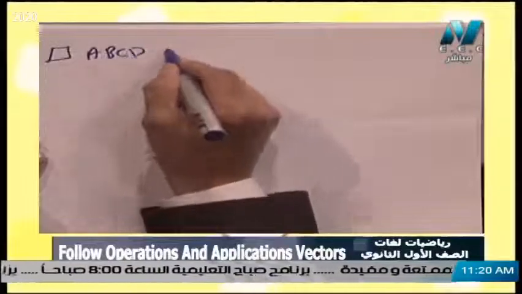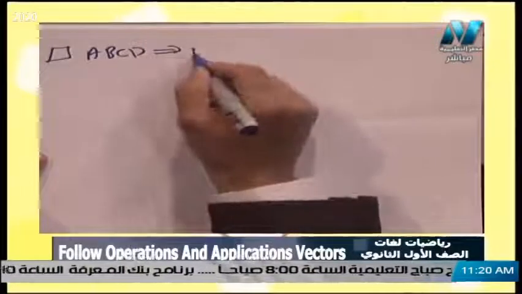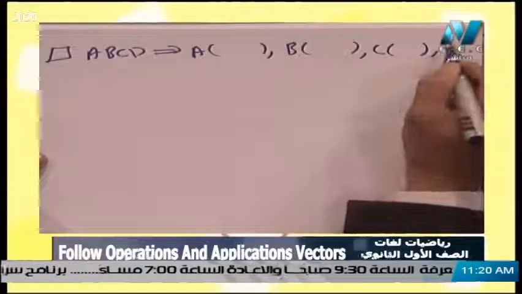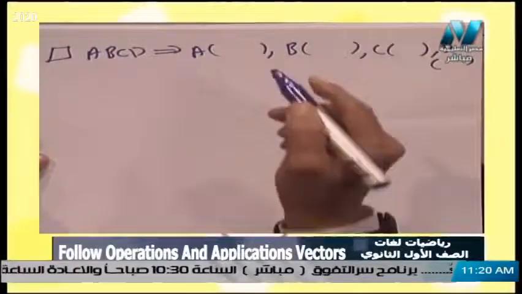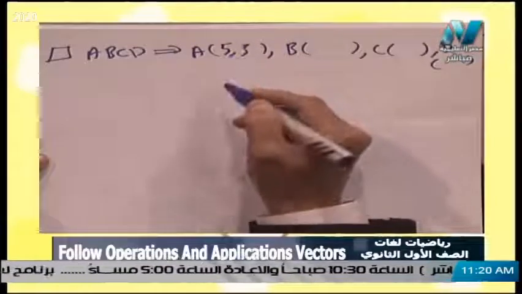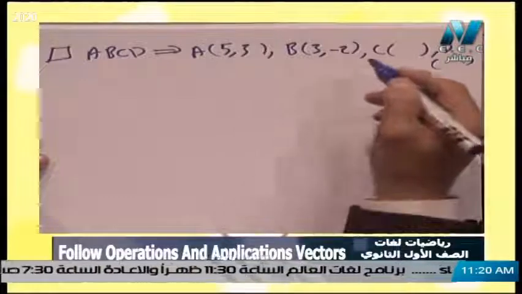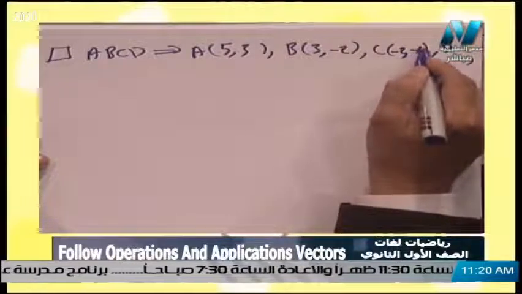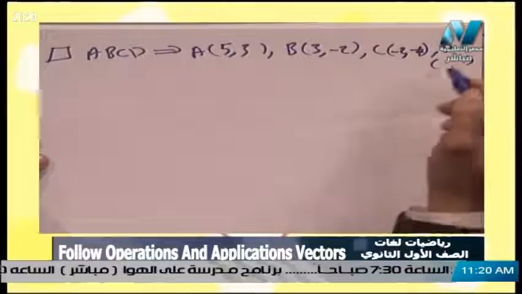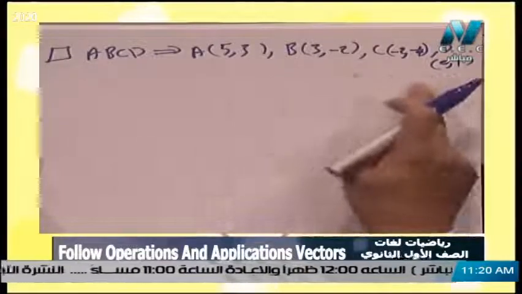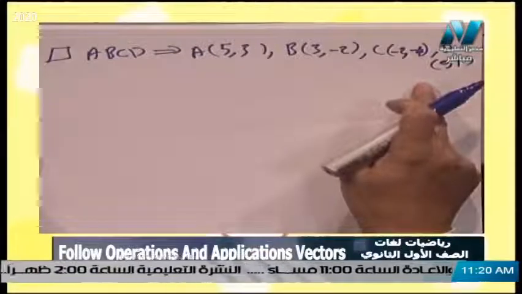If we have a quad ABCD with points A, B, C, and D: A is (5, 3), B is (3, -2), C is (-2, -4), and finally D is (0, 1). And we want to prove that the quad is a rhombus.